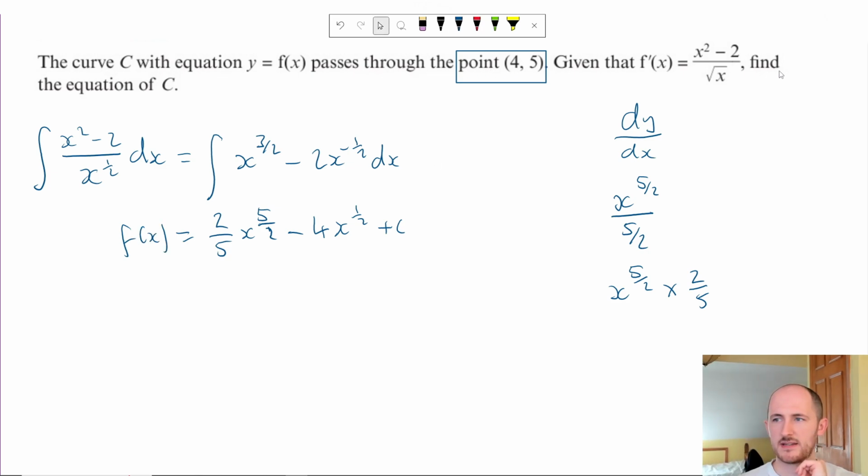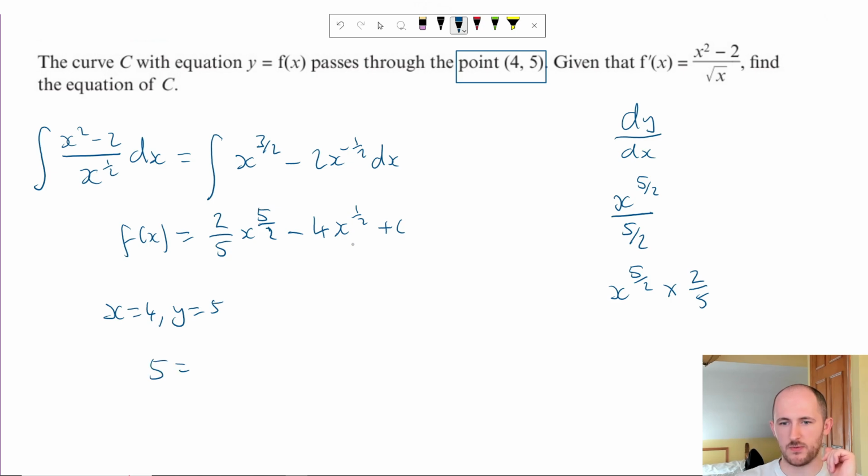It passes through here. We need to find the equation for c. This is not an equation for c yet because we have an unknown, which is plus c. But they've given me a coordinate. Now you're probably seeing what we need to do. So when x equals 4, the function should equal 5.